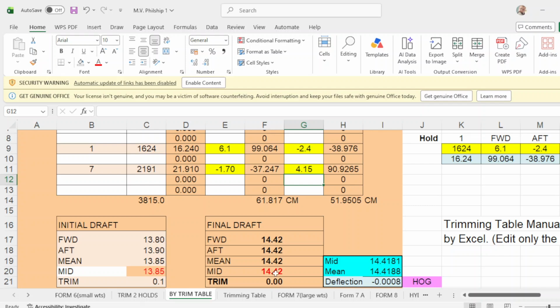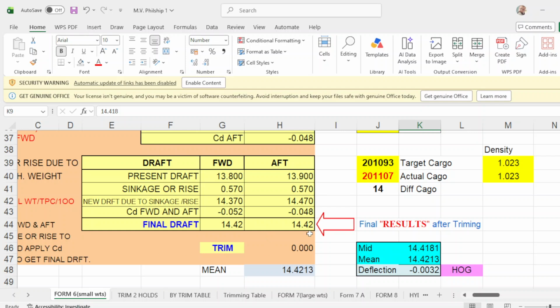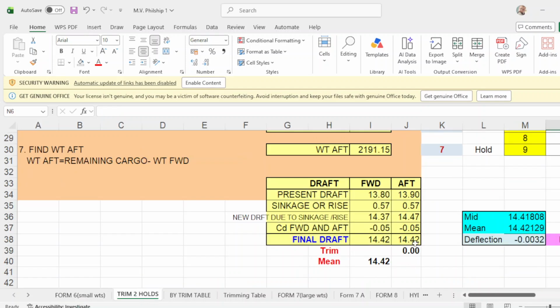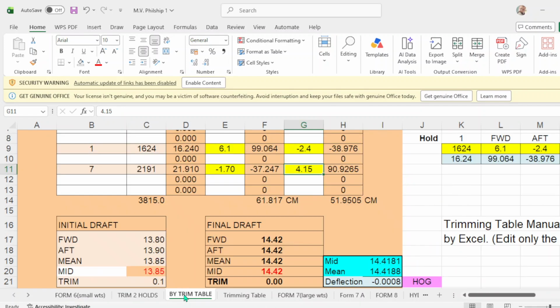Trim 0 and mid and main is 14.42 and we have a 0 deflection. So from 14.5 I adjusted it to 14.15. That's why I get an even keel. So you have to adjust it a little bit. Then your deflection is 0. Okay, then we go to form number 7. This is program number 1, which is form number 6, even keel. Trim 2 holes, program number 2, even keel. And by trim table, even keel. So this is 1, 2, 3.